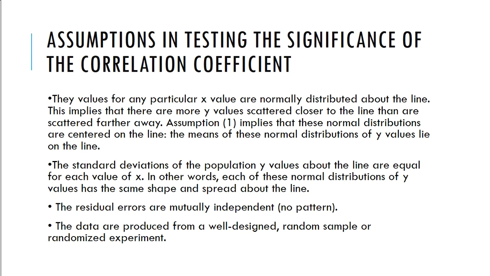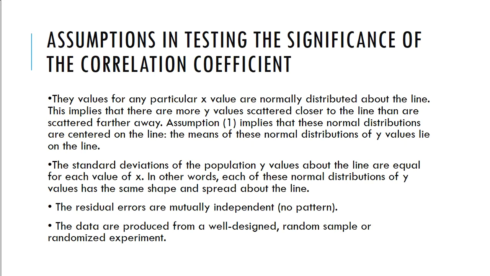The Y values for any particular X value are normally distributed about the line. This is important in everyday stuff, but not that important in here. But I'm going to show you what I mean. For you to run this test correctly, you have to make sure that your values are normally distributed. So that implies that there are more Y values scattered closer to the line than further away. Assumption 1 implies that the normal distributions are centered on the line. The means of the normal distributions of Y values lie on the line.